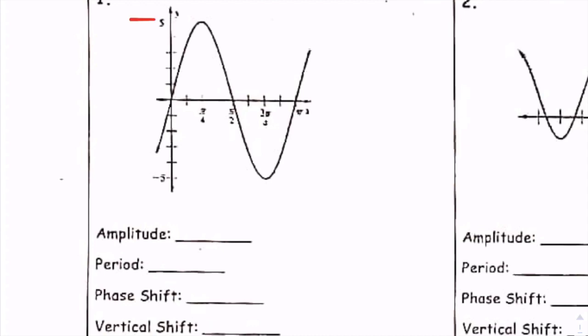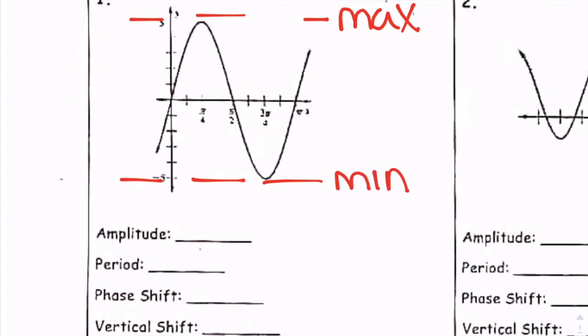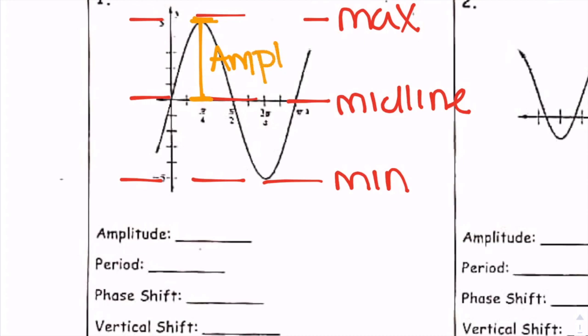So we're going to start by identifying where the maximum is right here. The minimum right here. And then the midline is in between those two, so in between -5 and 5 is 0. And so now we're going to want to find our amplitude, and our amplitude is the distance from the midline to the maximum. And so that distance is 5.